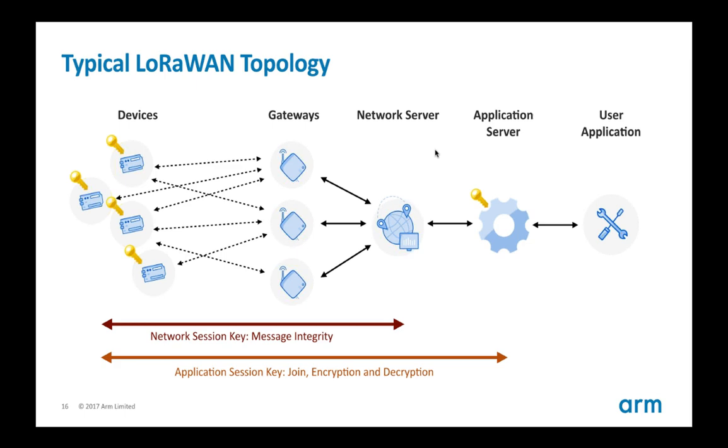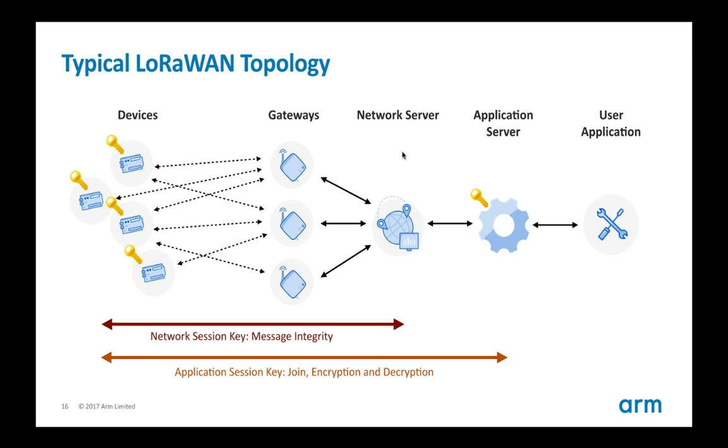On the security level, as I mentioned before, there are two session keys. We have the network session key that's shared between the end device and the network server, and we have the application session key shared between the end device and the application server. And the application session key is really used for encryption and decryption of application payloads.